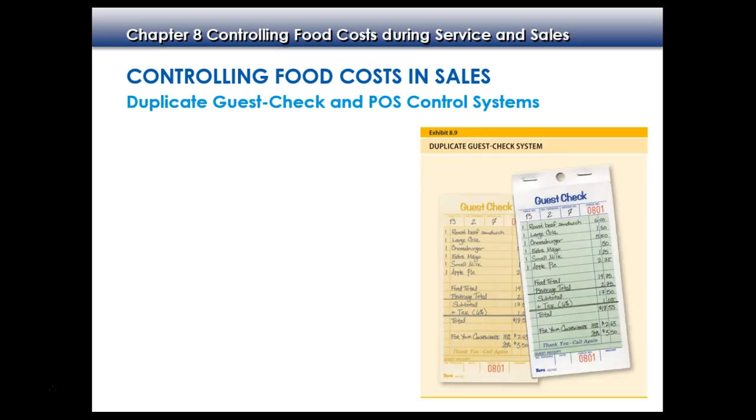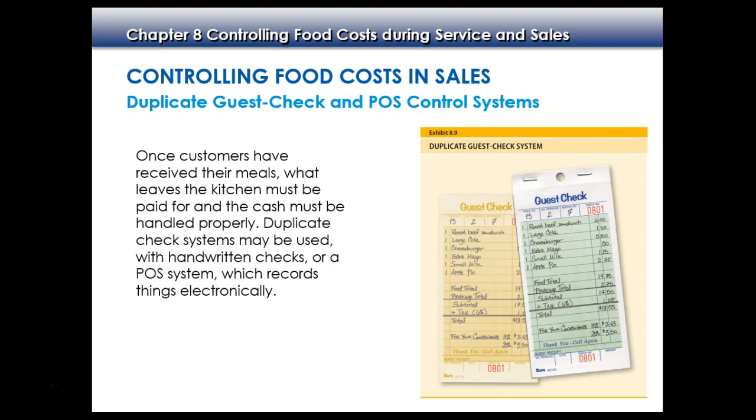So controlling food cost and sales. Once a customer has received their meals, what leaves the kitchen must be paid for, and cash or card must be handled properly. Duplicate check system may be used with handwritten checks or a POS system which records everything electronically.